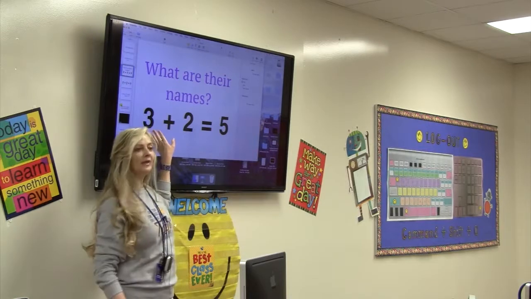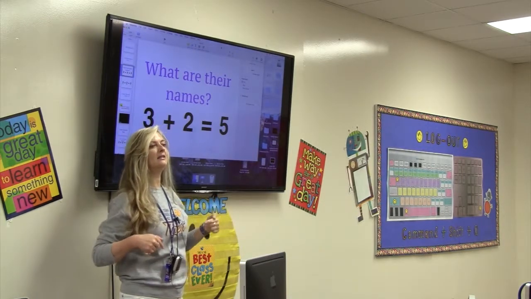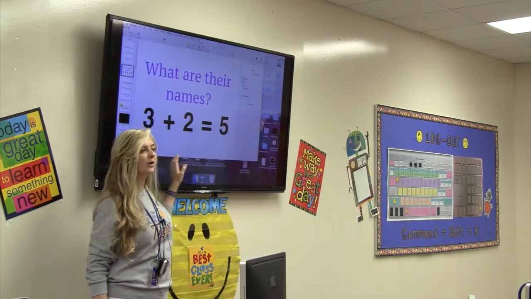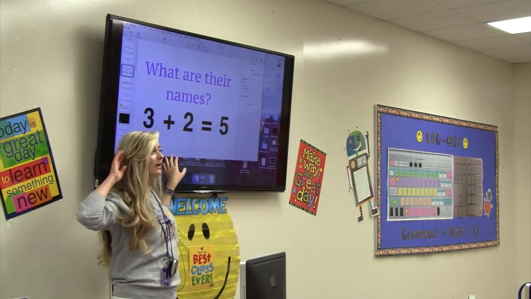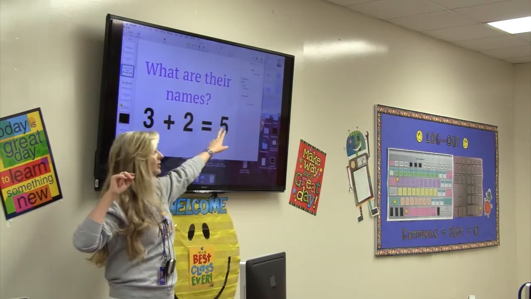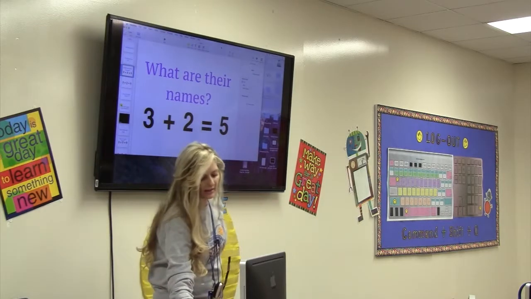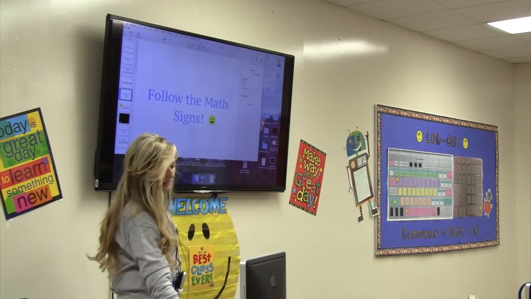These have formal names, the 3 and the 2, because they're living in an addition equation. What are their formal names? You should be able to tell me by looking at your notes. Everybody say it together. Addend plus addend equals sum. Very good. And we have it right here again, addend plus addend equals sum, and we're moving on.